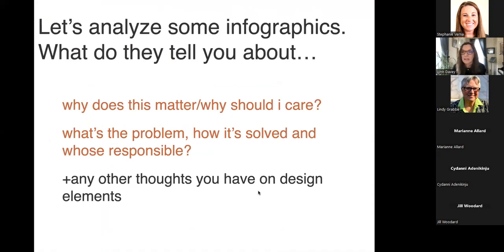So let's analyze some infographics. I want you to think now, not so much about order and white space and headings and that sort of thing, but what is the infographic saying to you about why this is an issue at all? And what's the problem and how it's solved? And certainly any other thoughts that you have on design elements, feel free to share.